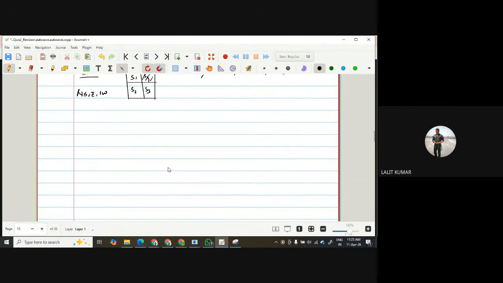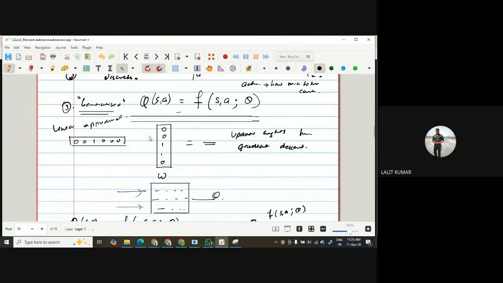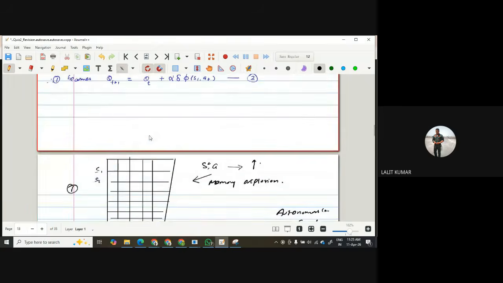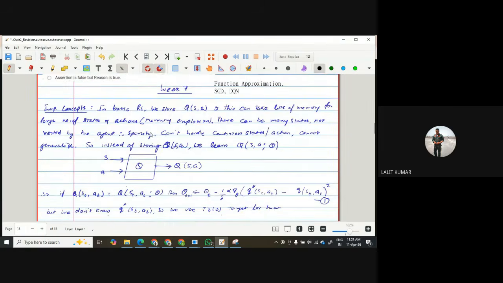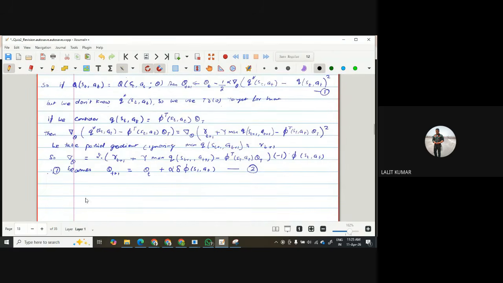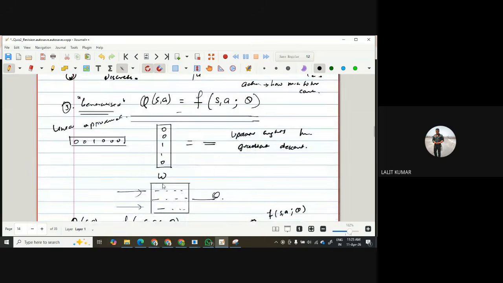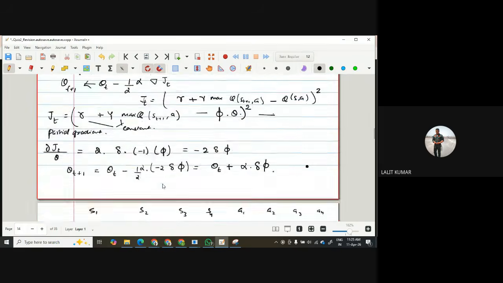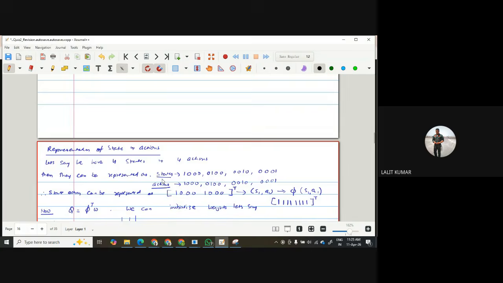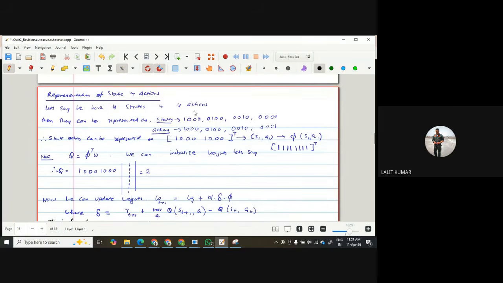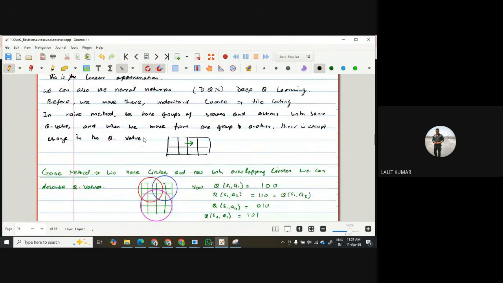There is another very important part that will come in week 7. This I have covered already. The important concept I have covered, and I have derived all these things. When we solve the questions, your concepts will become much more clear. So these are the representations. We are doing one hot encoding, and this was for linear approximation.